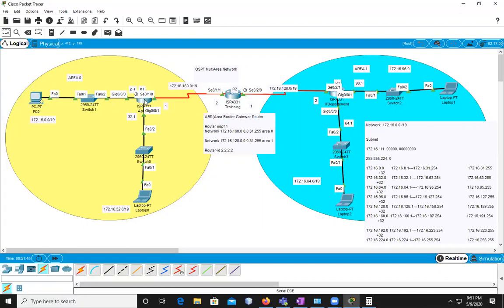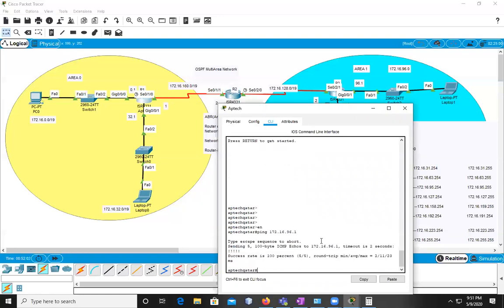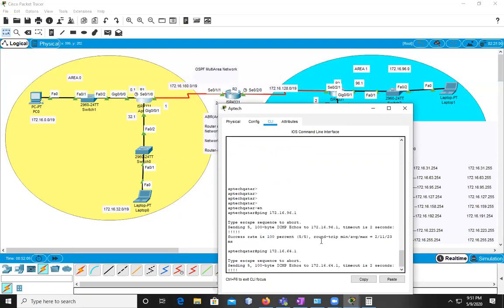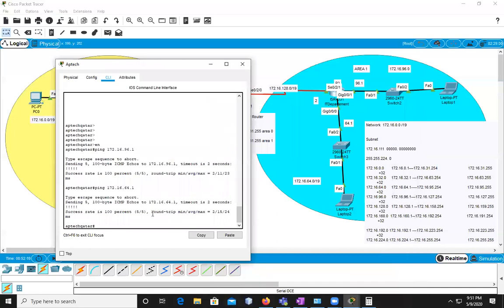It will take one more second. Let me just ping it. I have not pinged it, but ping, for example, 172.16.96.1, you're getting the pings. Then after that, 64, which is down one. Yep, that's it. It means it's working. We have no issues at all, 100%.